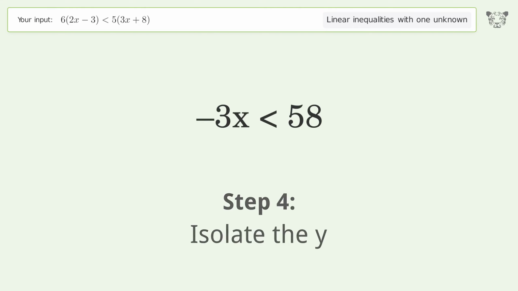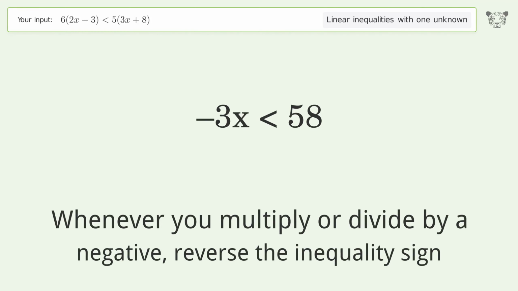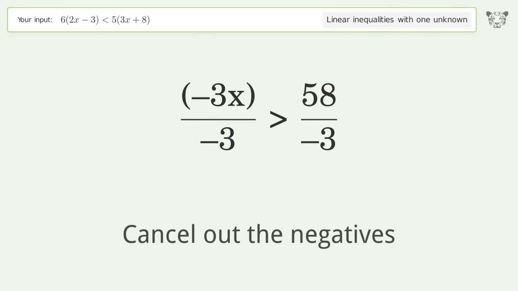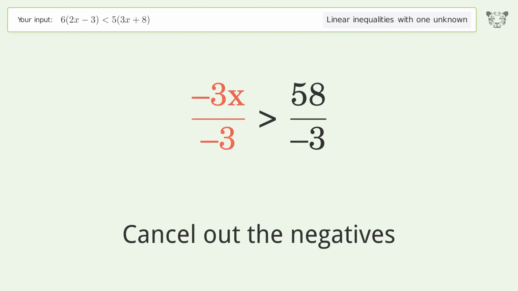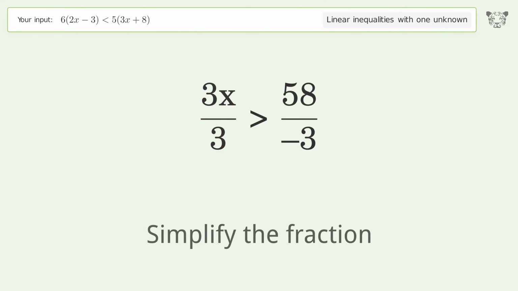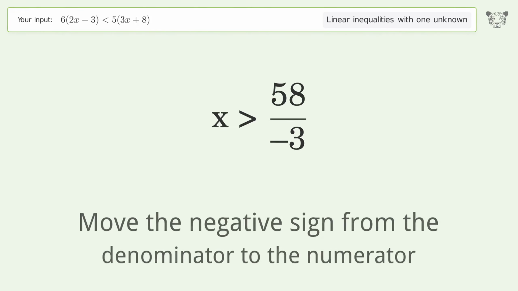Isolate the y. Divide both sides by -3. Whenever you multiply or divide by a negative, reverse the inequality sign. Cancel out the negatives. Simplify the fraction. Move the negative sign from the denominator to the numerator.